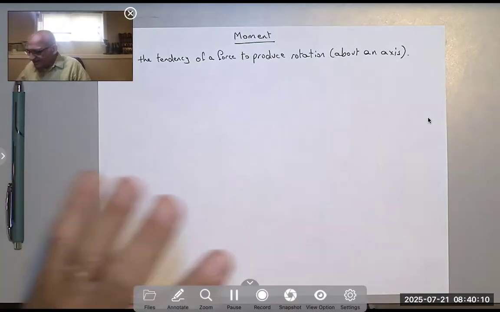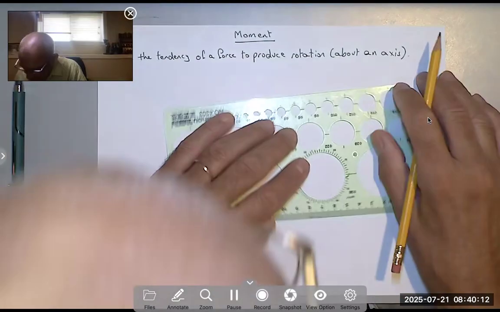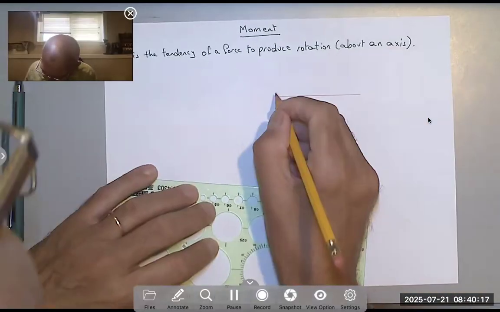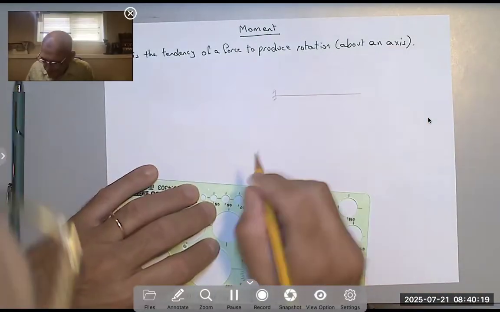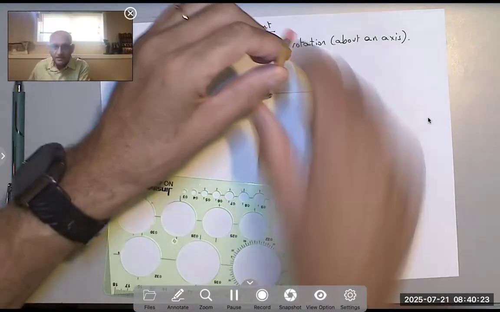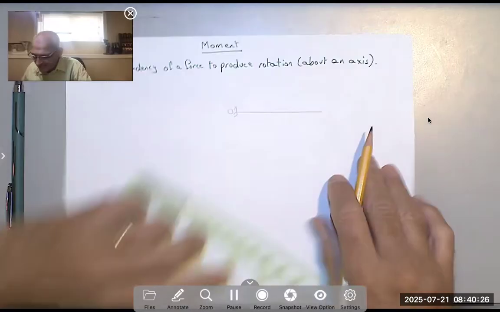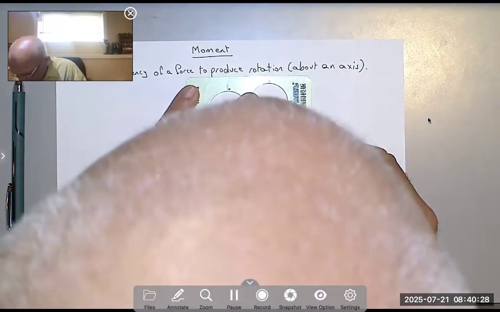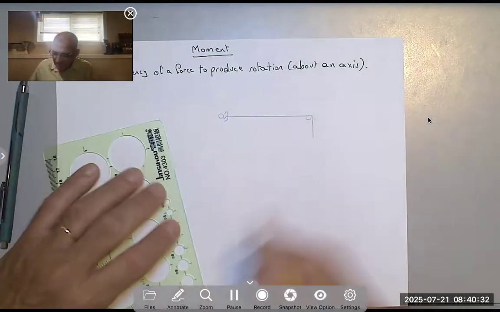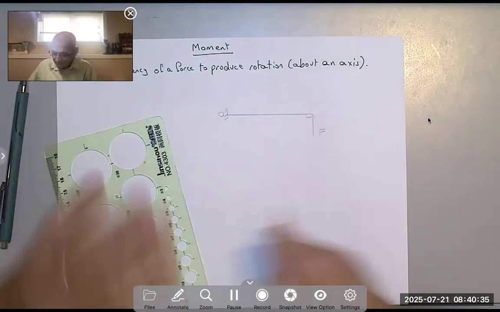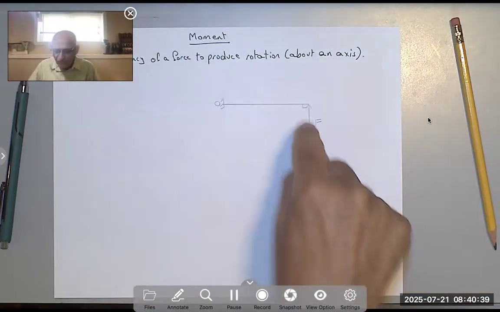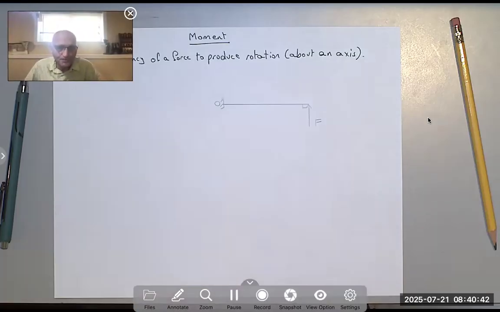So let's take a very simple example. Absolutely simple example. If I have some kind of line here, this point we call it O. Notice that's an axis. And then I apply a force, and let's say the force is vertical or perpendicular to this line, this force F. And we want to calculate the moment that this force produces about point O.